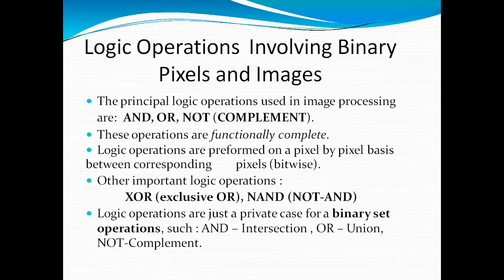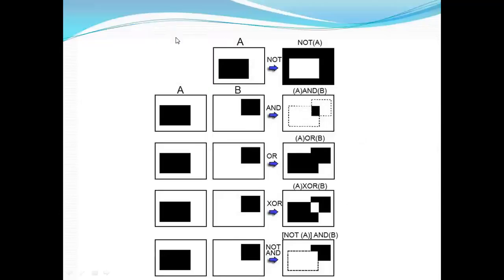Apart from the basic concepts in set theory, we have logic operations which involve binary pixels and images. The principal logic operations are AND, OR, NOT, and complement. These operations are functionally complete. These logical operations are performed on a pixel by pixel basis between the corresponding pixels. Other important logic operations are XOR and NAND, that is, NOT AND. The logic operations are a special case of binary set operations, such as AND for intersection, OR for union, and NOT for complement.